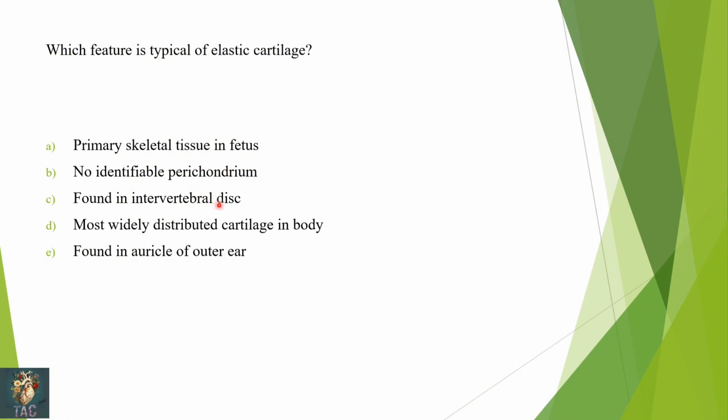In the intervertebral disc, it is the fibrocartilage which is present. Most widely distributed cartilage in the body is again hyaline cartilage. So the elastic cartilage is found in the auricle of the outer ear, or the pinna of the ear, and this is the correct option.